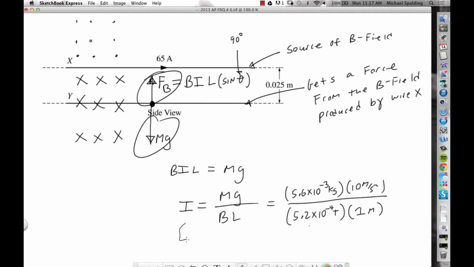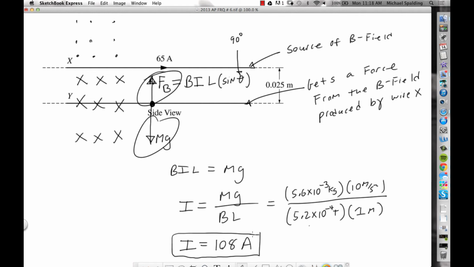Is it like that on the actual AP? Oh yeah, the free response is that, you know, you're going to cash in on points because you could still get 100% on this as long as you showed the work. Okay, so this comes out as about 108 amps, like 107.5. We'll just say 108 amps.